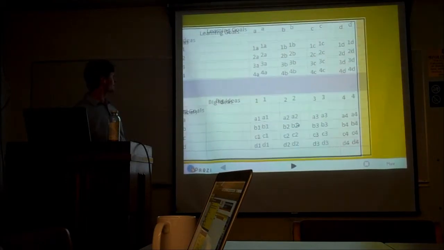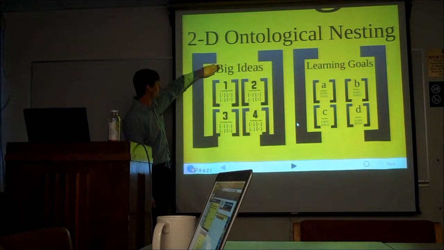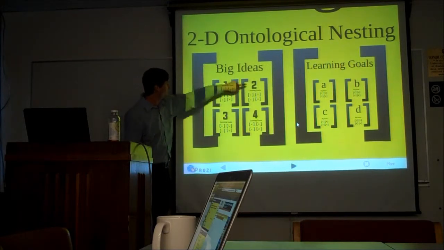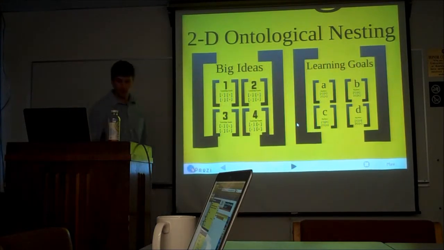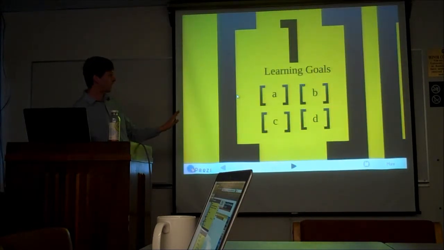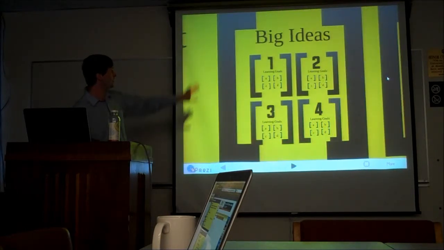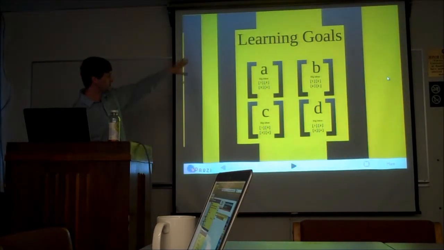Then finally, this ontological nesting view. It's all the same information. It's your 4 big ideas, each one having its own associated learning goals. Still hanging out generic here. I know A's, B's, and 1s and 2s probably don't make a ton of sense for what you do in your regular life. But it's very easy to look at a course from the perspective of big ideas, or to look at a course from the perspective of learning goals.